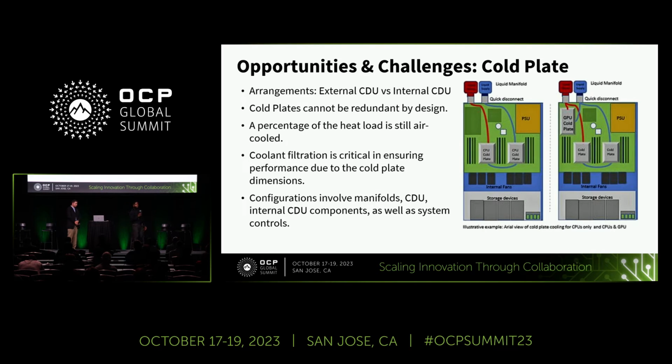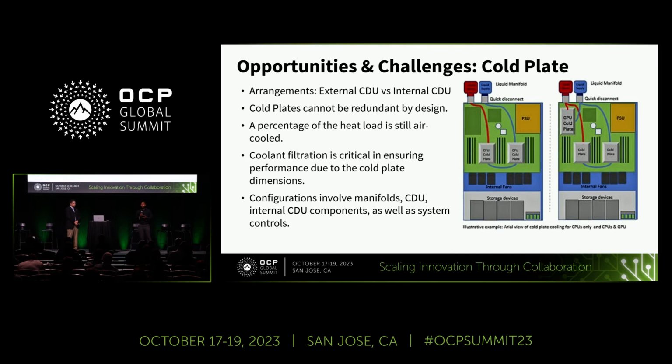So in terms of the cold plate, we again looked at the external versus internal CDU designs. In terms of the unique aspects, the cold plate, by virtue of just how it is designed, is not practical, at least, to be redundant. So you can consider that another single point of failure, but that's an aspect of the cold plate that you have to accept. Another is that in most applications that we've seen, there is a percentage of heat that is liquid cooled and a percentage that is still air cooled. So you need to manage both the air and the liquid cooling for concurrently maintainable designs.